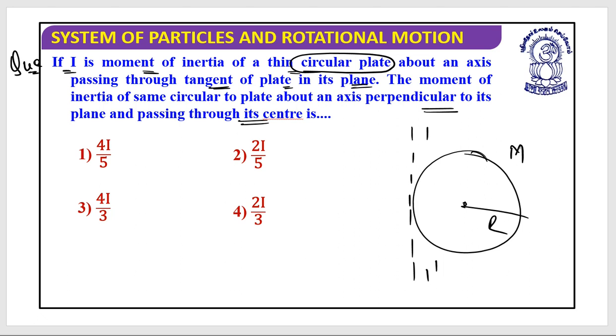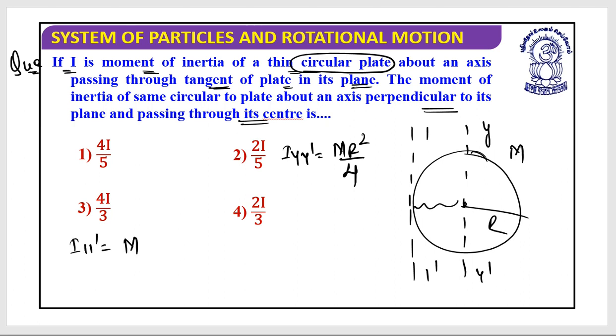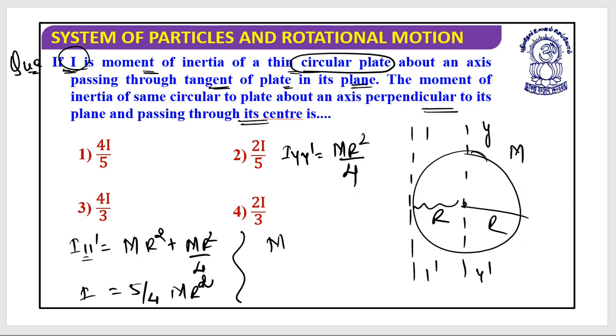So first find it out. So this I 1 1 dash and this YY dash are parallel. So for circular plate IYY dash, it's MR square by 4. It's IZZ by 2 basically. So I 1 1 dash, that should be equal to, this is R, it's MR square plus MR square by 4, which could be written as 5 by 4 MR square, and this has been written as I. So if required I can write MR square, which is equal to 4 by 5 I. This is MR square. I hope this is clear.